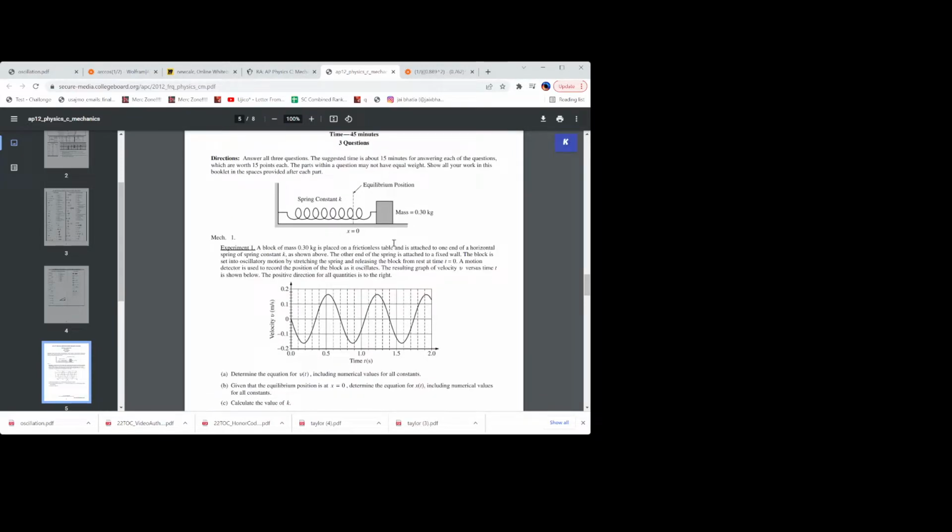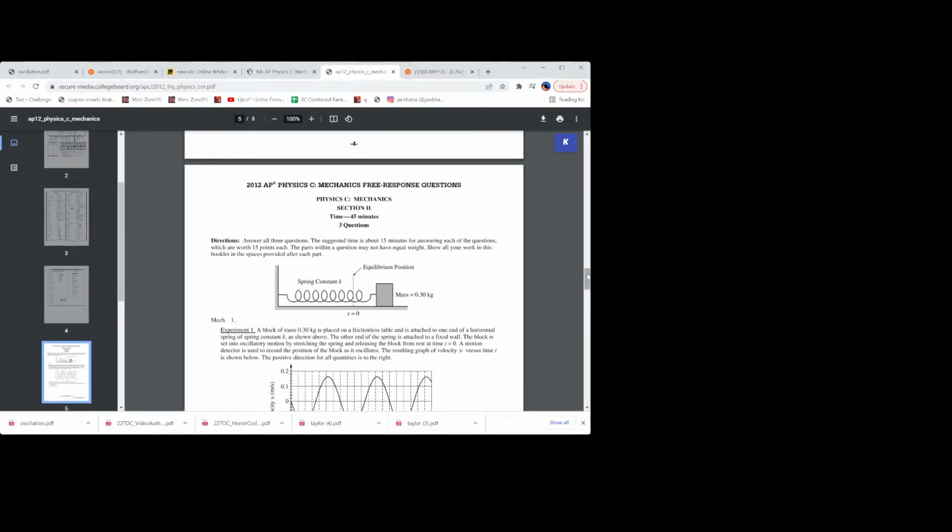Look at that. Oh, this is an insane oscillation problem. Hello? Dude, what? Good stuff. Okay. This is good. This is actually really good. Finally. Okay, let's do it.